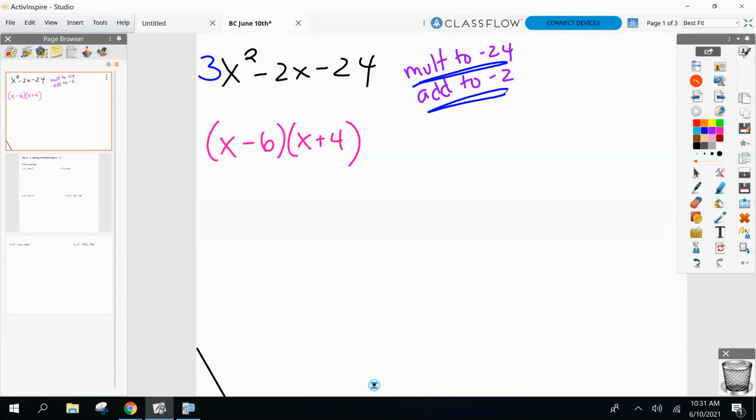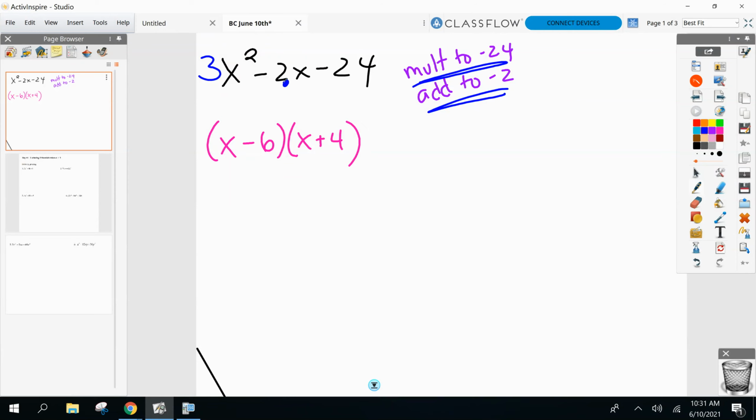Yes, ma'am? Can you divide the 3 by... You could, but I don't like what's happening right here. Yeah, but if there wasn't a 2. Take out a GCF? Yeah. That's what I would expect you to do first, yes. Here, probably not, though.